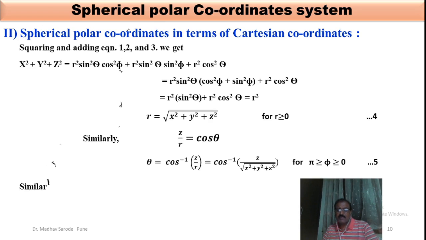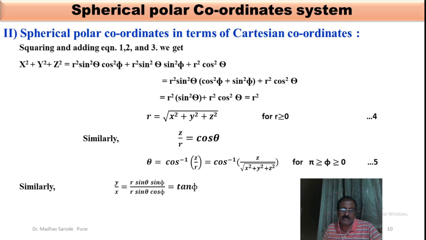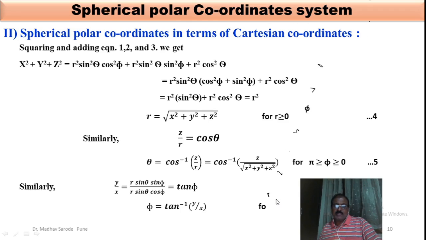And the last transform equation is obtained by taking the ratio of these two equations, y upon x, putting r sin theta sin phi and r sin theta cos phi. Therefore tan phi is y upon x, and phi equal to tan inverse y upon x. The variation of the phi angle is from 0 to 2 pi, that is 2 pi is greater than or equal to phi, greater than or equal to 0. It changes from 0 to 2 pi. So this is the third transform equation.